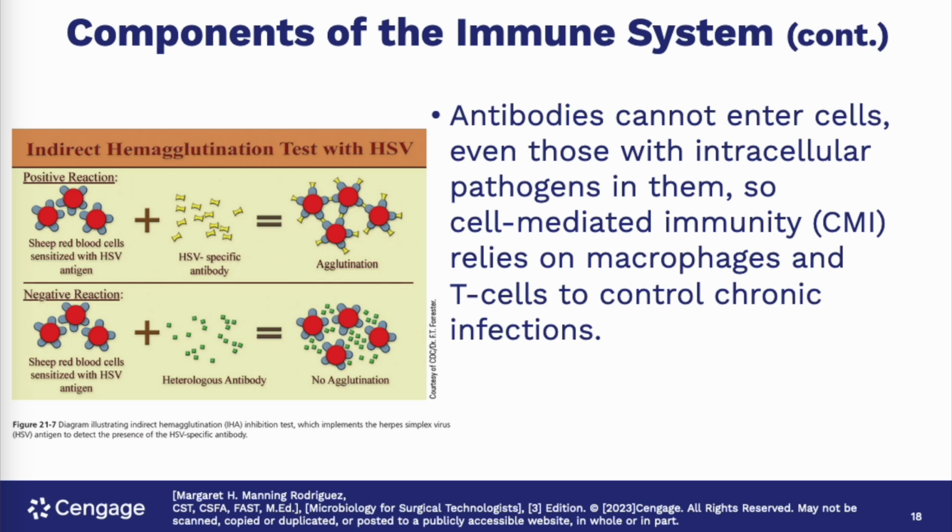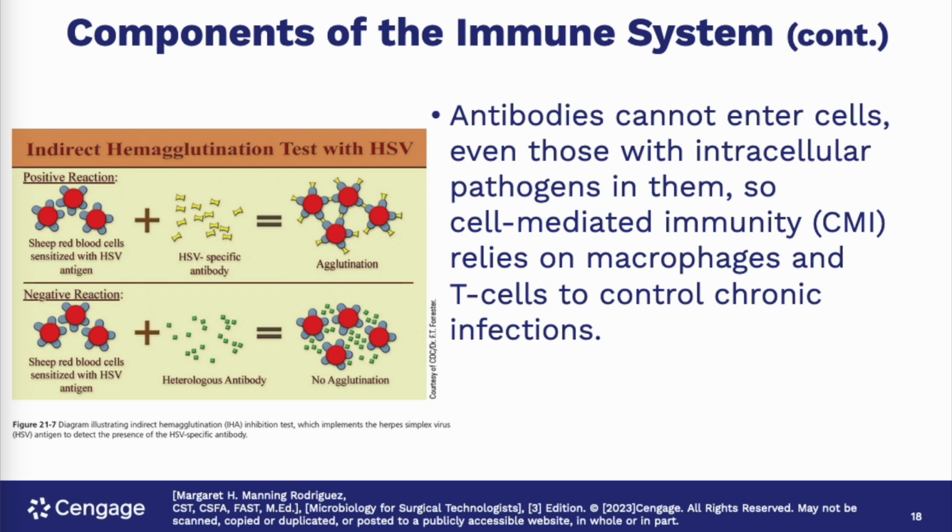With CMI, which is your cell-mediated immunity, this is important for defending the body against intracellular pathogens like viruses that antibodies just cannot reach. So let me break down how they work. Macrophages and T cells play the important role in CMI. Macrophages identify and consume infected cells. T cells, particularly helper T cells, trigger your immune responses and stimulate other immune cells.